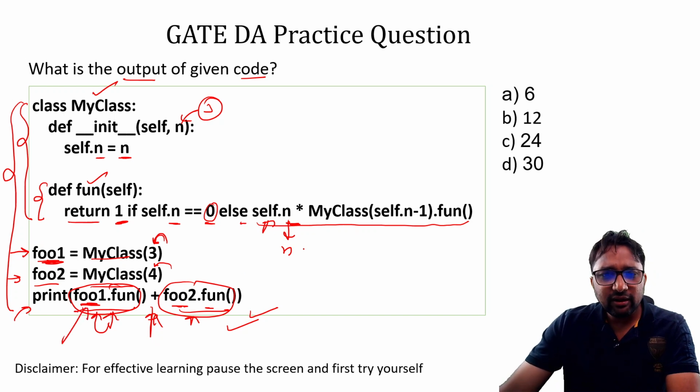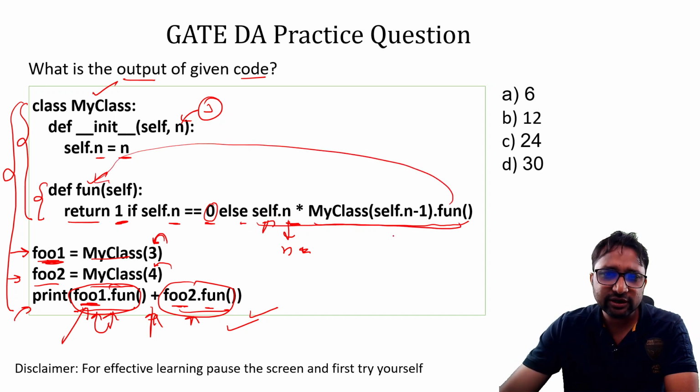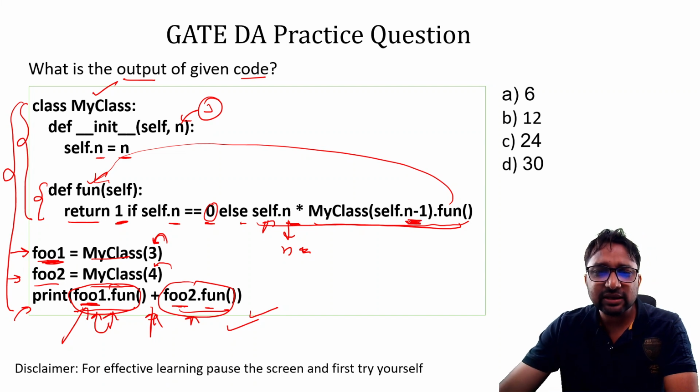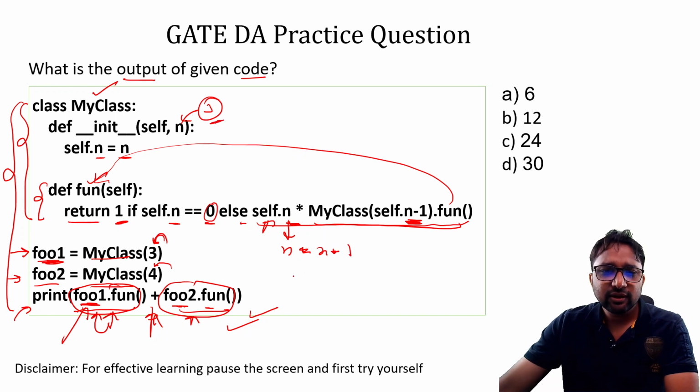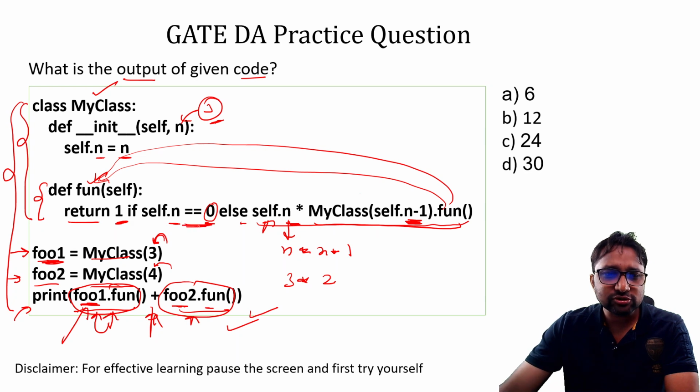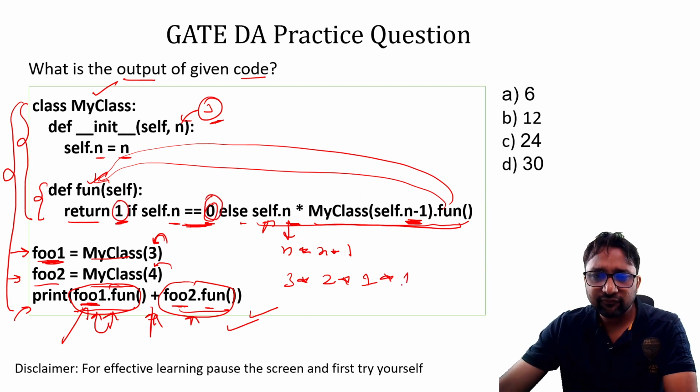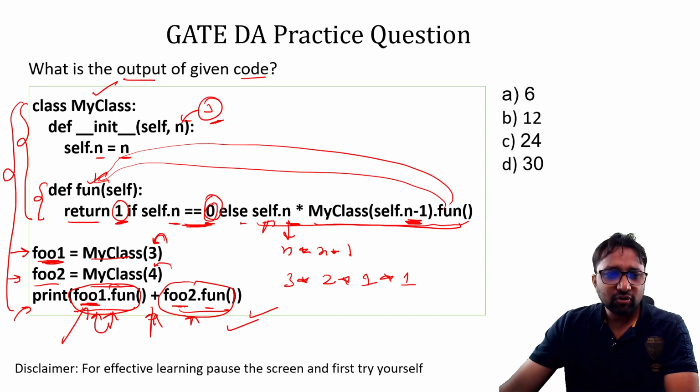So n into, we are calling this fun function again recursively, but this time passing the value n minus 1. If the value was 3, here will be 3, here will be 2, and we keep calling this function recursively until the n value is 0. When the n value is 0, we return 1. So for this function call by foo1, the value returned will be this much.